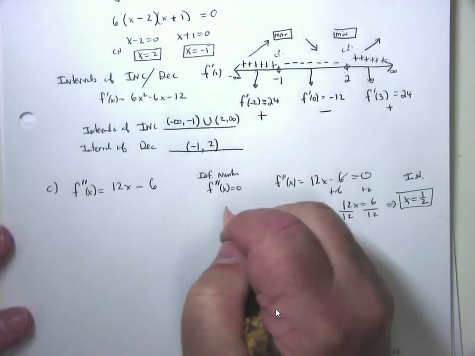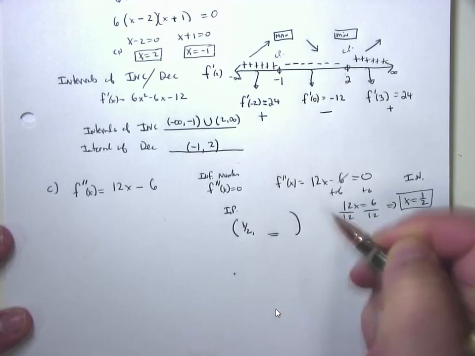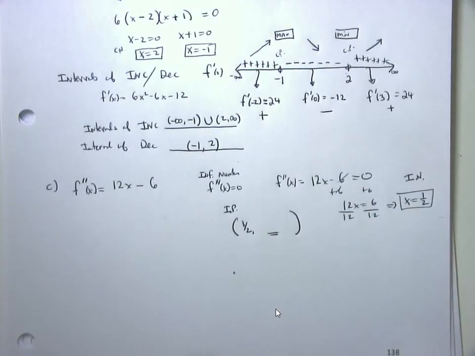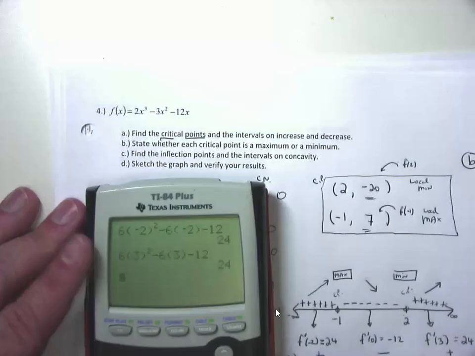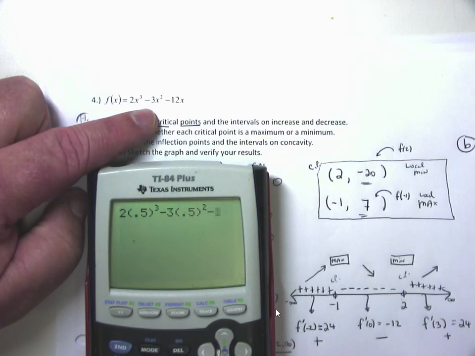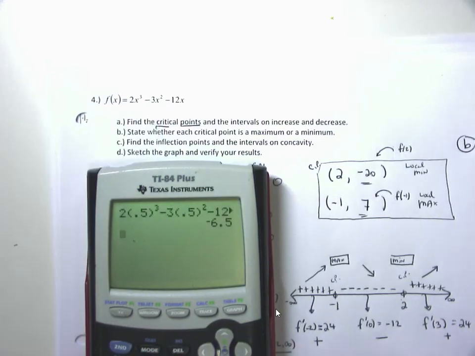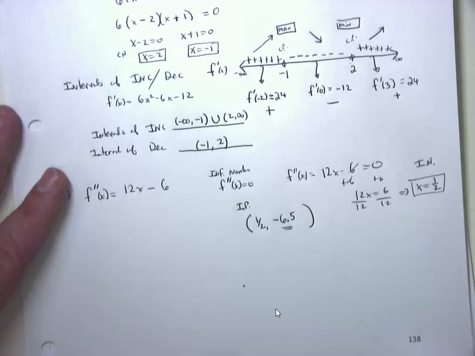So to get your inflection point, you've got to have a y coordinate. What do you have to do to get a y coordinate? Plug it back into the original equation. So x is 1/2, so this will be 2 times 1/2 cubed minus 3 times 1/2 squared minus 12 times 1/2. And I get negative 6.5. Now that is an inflection point.